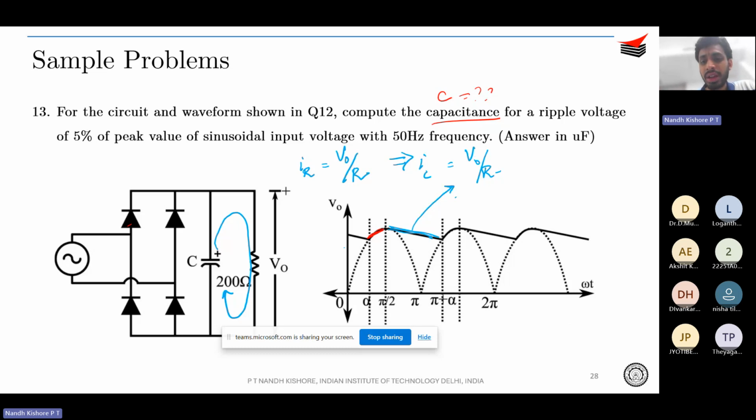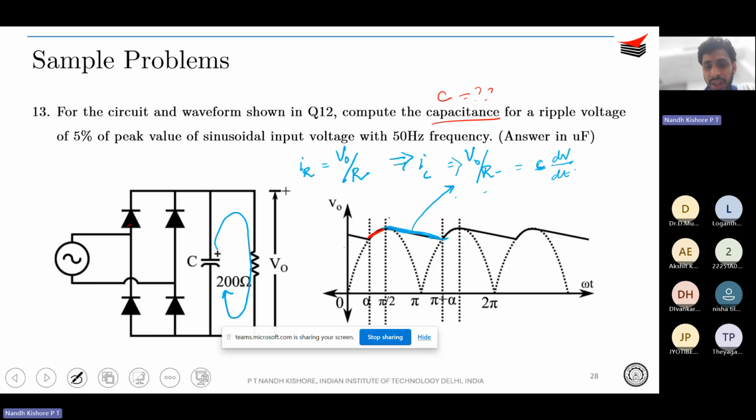And the capacitor's current can also be written, what is the relation between capacitor voltage and current? I is equal to C into dV by dt. Now, can you tell? IC is equal to V naught by R, that is one, and C into dV by dt. You know that during this period, your V naught is falling from Vm to 0.95 Vm, correct?